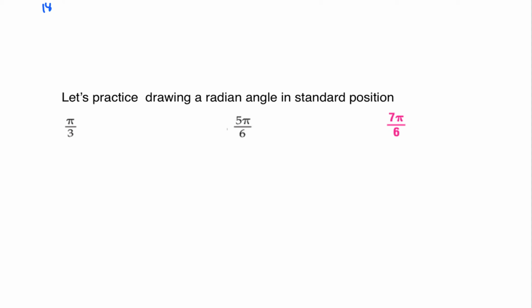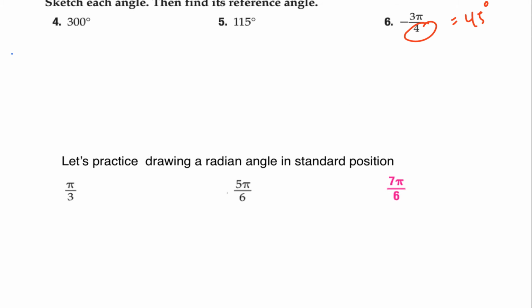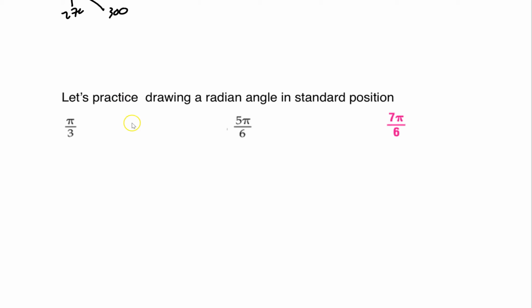Just a little recap. If I ask you to graph 300 degrees, you'd be like, oh, it's easy. Do this. So 180, 270, 360. 300 would be in here somewhere. Now let's talk about how to draw radians.